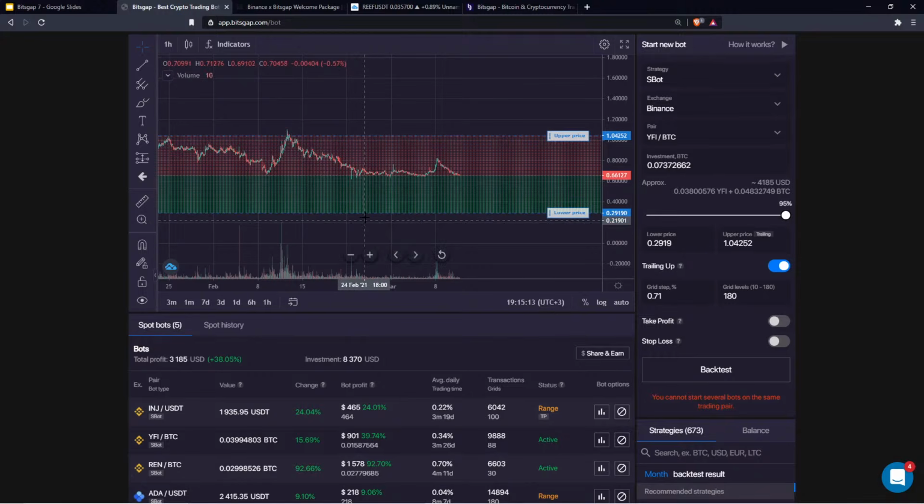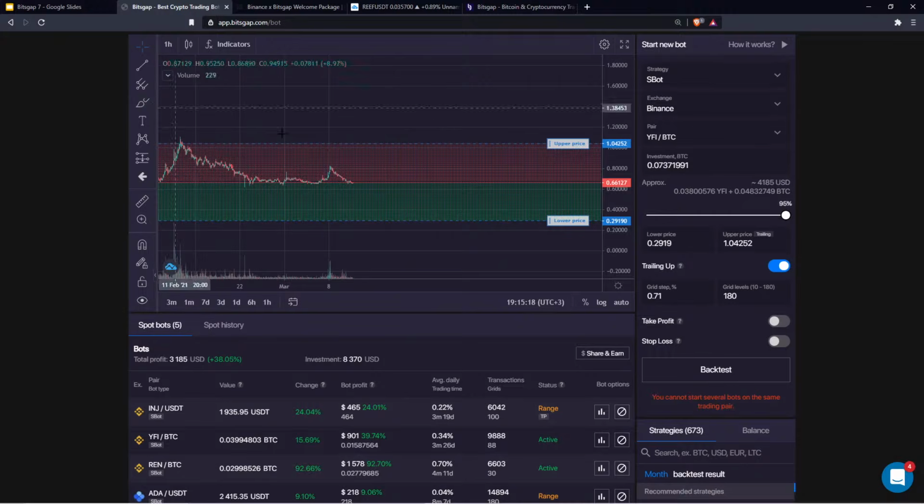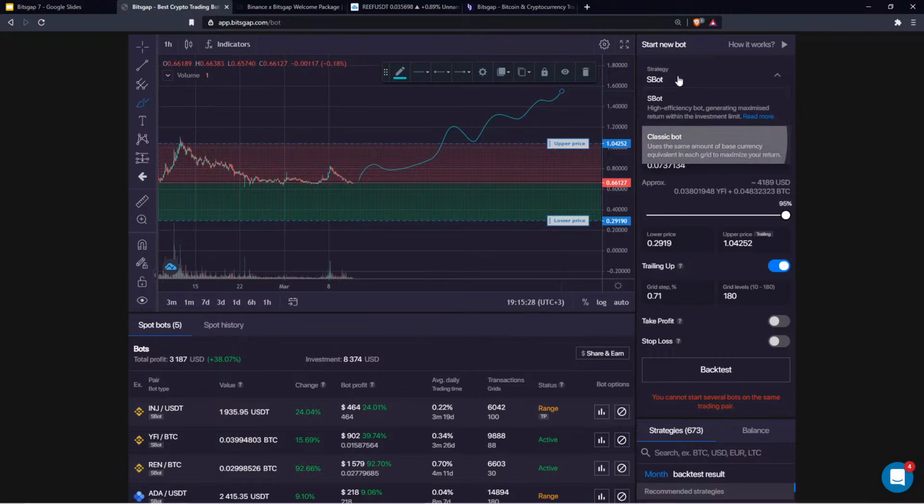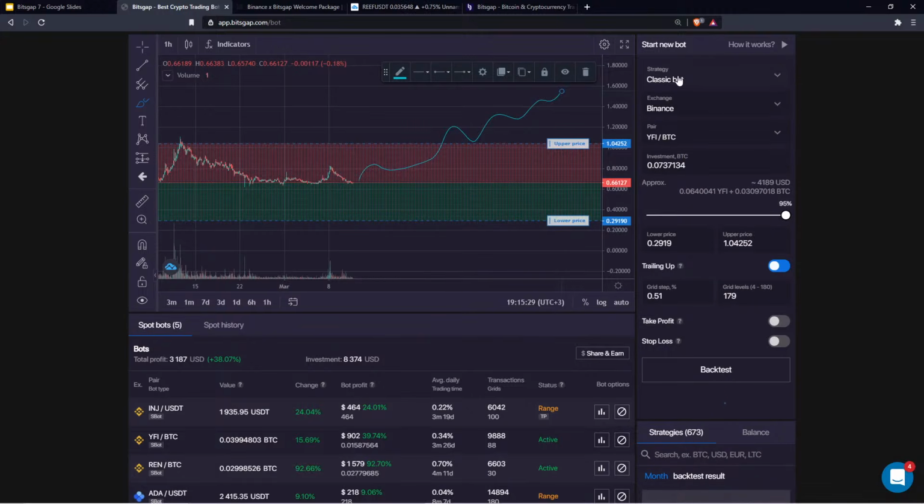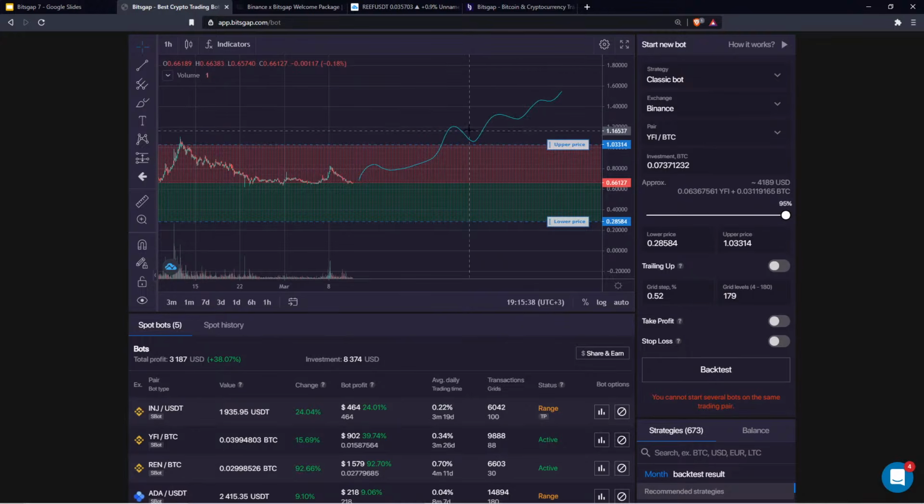And you will find out that in most cases, on the sideways market formation, when the price swings like this, it is optimal to stick with the SBot, whereas when the market moves like this, it is optimal to stick with the classic bot, okay? So on this market phase, launching SBot would bring you less returns than the classic bot, just because the way they distribute your investment varies.